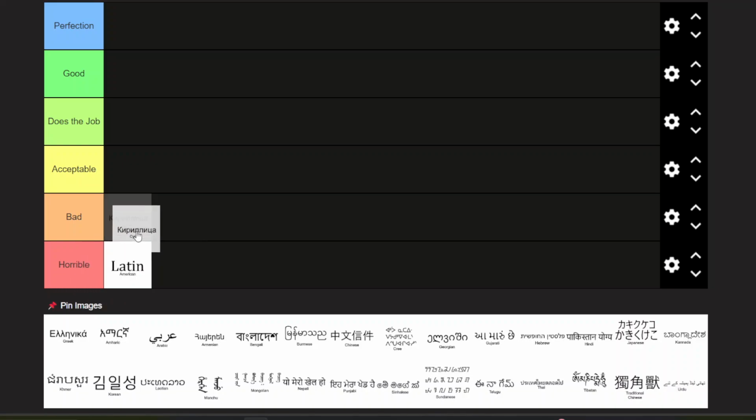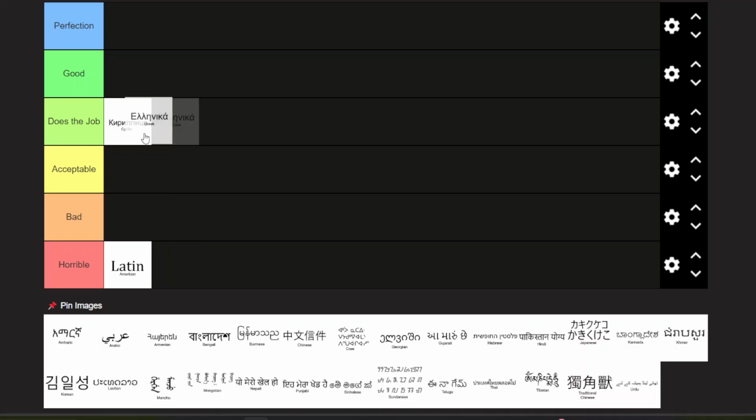Now, for how they look, I think Cyrillic is very square, it's not really too round. But Cyrillic, I think, does the job. Like, it's nothing too special, but it does the job. Greek, I think it looks a bit better. Yeah, it's only used in Greece, but yes, I'll put it in good. Good for Greek. Now let's see a good one.